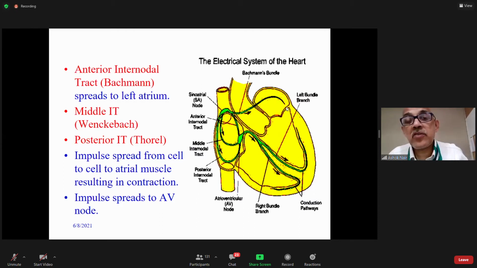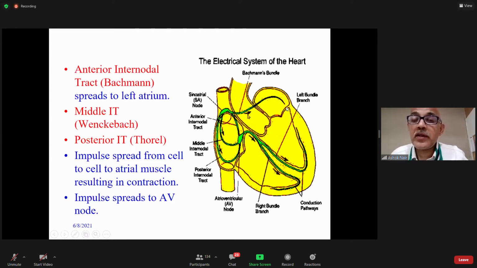The internodal branches are of three types: the anterior internodal branch, the middle internodal branch, Wenckebach's type, and the posterior internodal branch or Thorel branch. The anterior, middle and posterior internodal branches will come back to join at the AV junction. The anterior internodal branch, lateral branch, left branch supplies the left atrium.